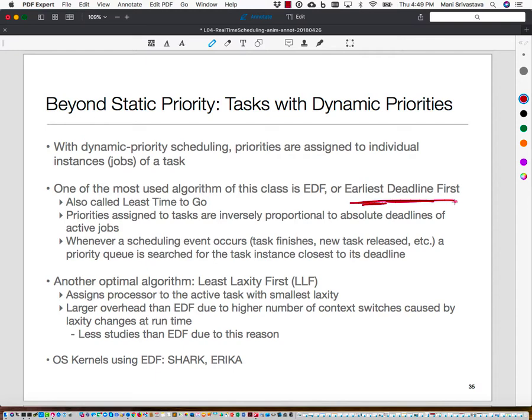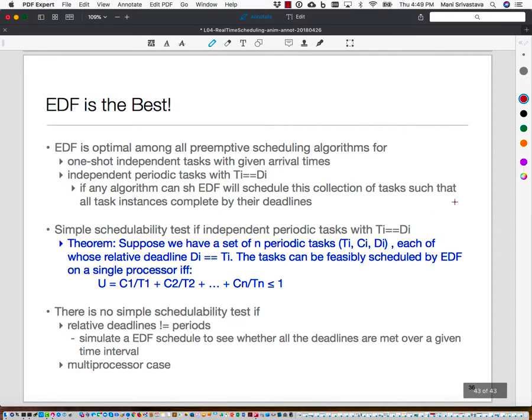And it turns out, theoretically, both of them have equivalent performance. The nice thing is that both of them have a very nice result. The result is the following. If my tasks are periodic and the deadline is equal to the period, so whenever a task comes, its absolute deadline is 1 period into the future, and they're arriving periodically, then it turns out that if U, the total processor utilization, is less than or equal to 1, then the task set is schedulable.